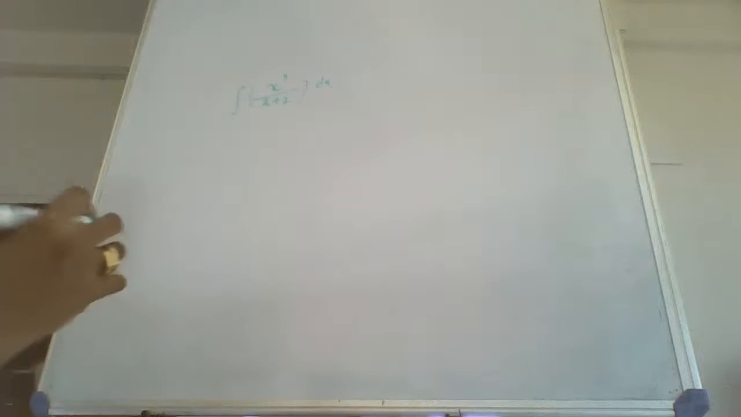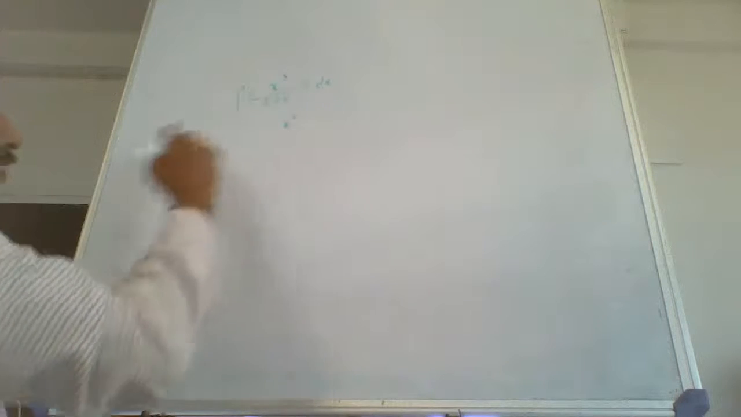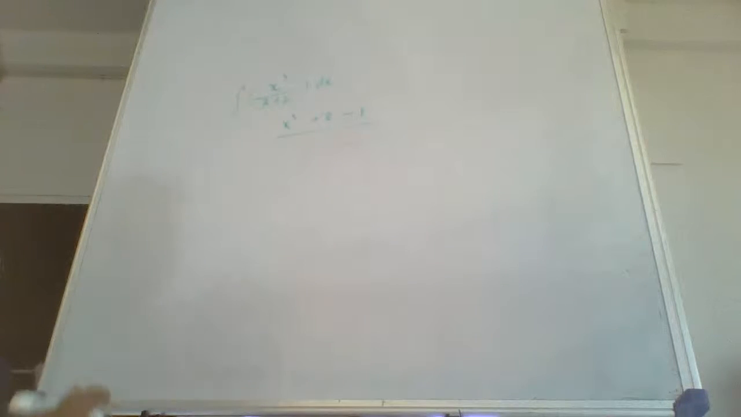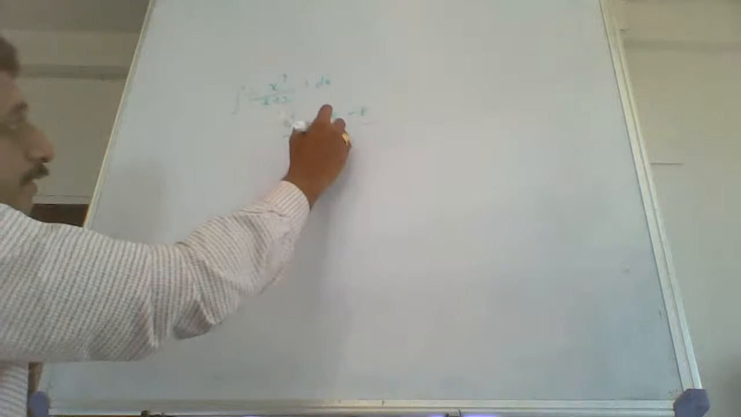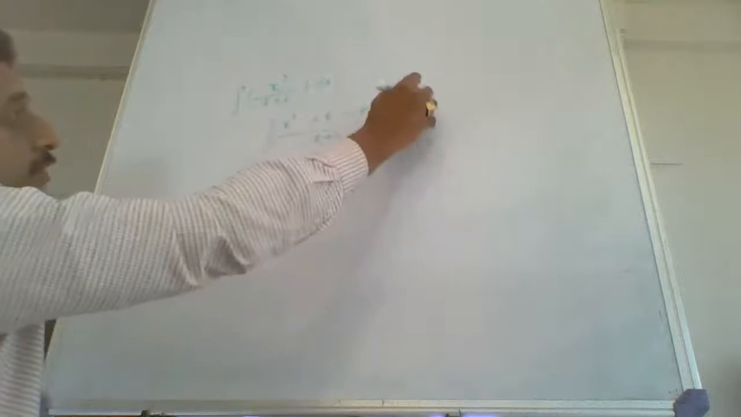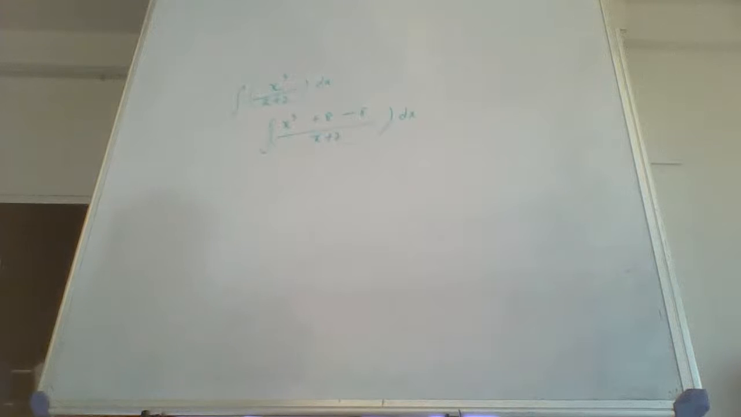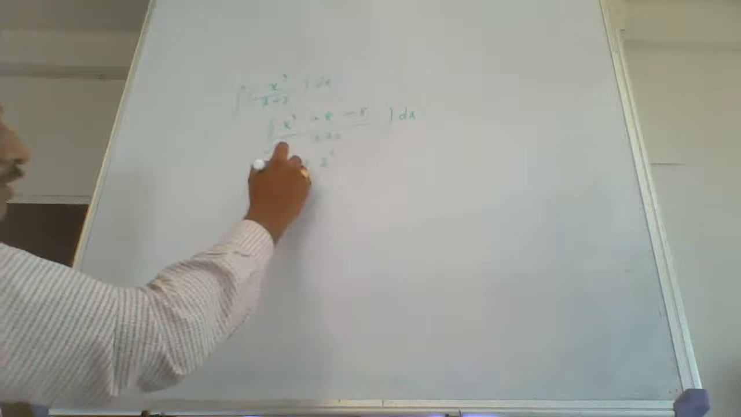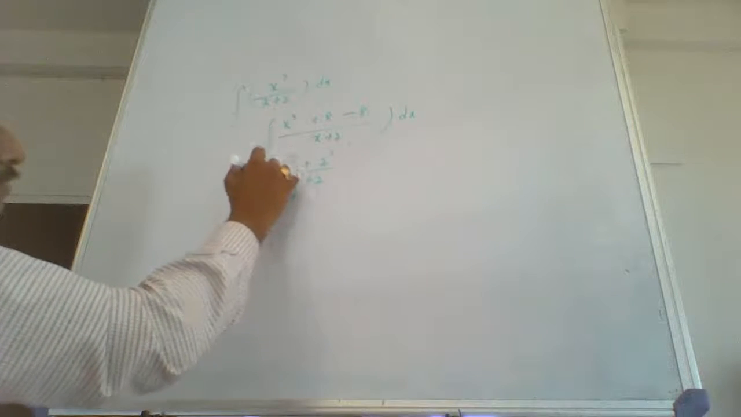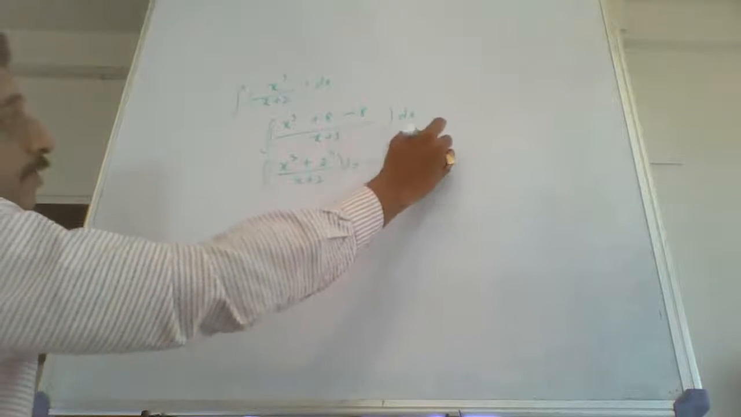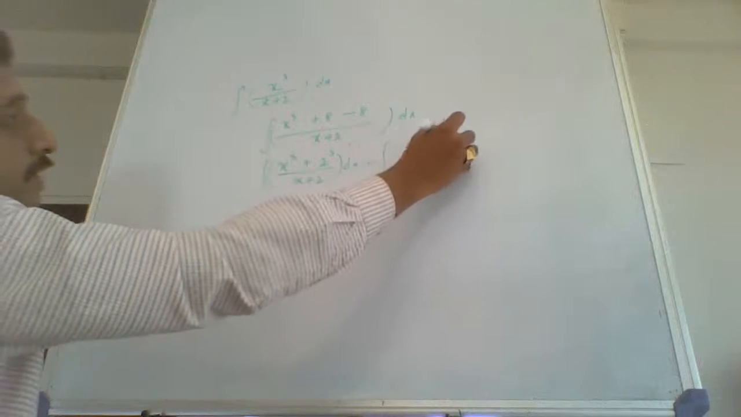Now, this is cube, right? So you add 8 and subtract 8. So divided by x plus 2, integration of this dx. Now separate this again: integration of x cube plus 2 cube divided by x plus 2 dx, minus 8 divided by x plus 2 dx.